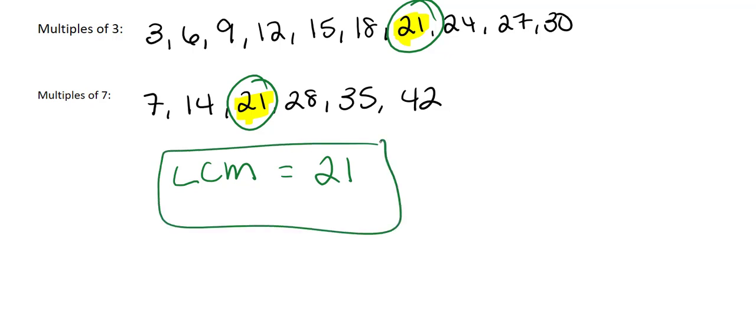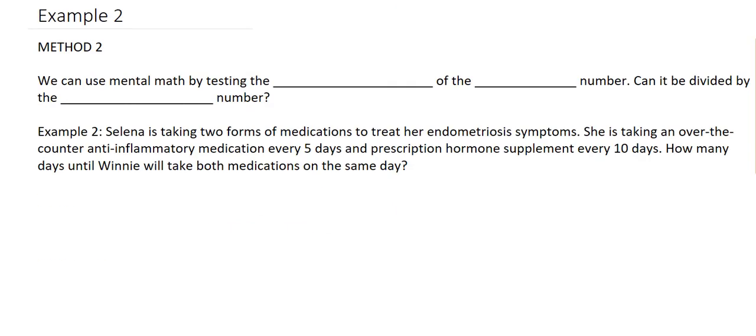Now let's go ahead and look at the next example. So example 2, we're going to use a different method on this one. We can use mental math by testing the multiples of the larger number, and we ask, can it be divided by the smaller number? So let's look at example 2 to see what this means.